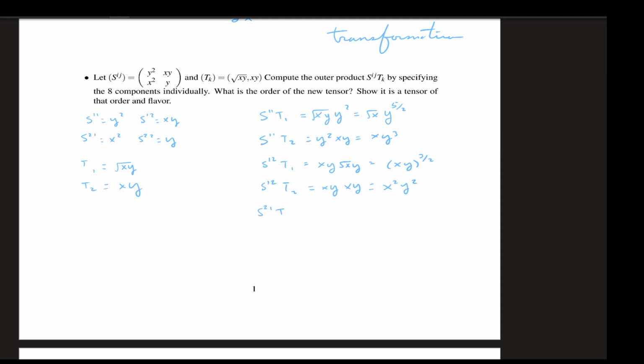And then S21 T1 will be x squared times square root of xy, which is x to the 5 halves, square root of y. S21 T2 would have been x squared times xy, equal to x cubed y. S22 T1 is y times square root of xy, or sorry, square root of x times y to the 3 halves. And then S22 T2 will be xy times y, which would be xy squared. So those are the 8 components of this outer product.